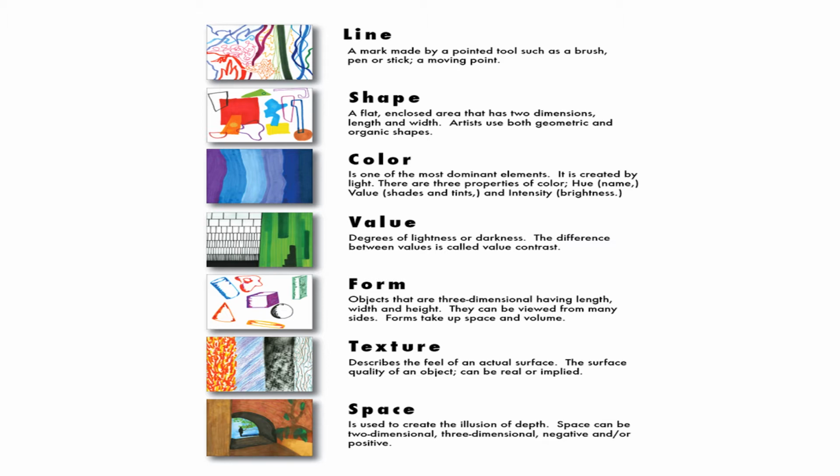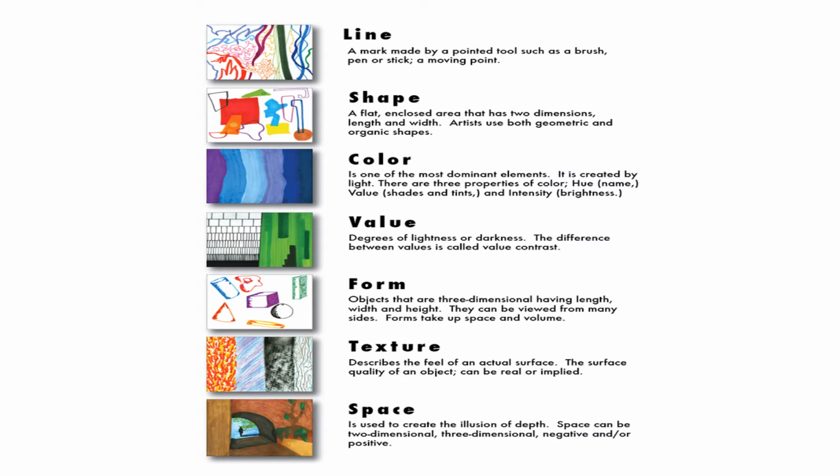So a line is made when you take a dot and you drag it along. For example, if you put your pen down on a piece of paper and you drag your pen along, that is creating a line. There are many different types of lines we can create, but basically it's just moving a dot around on a piece of paper or on a canvas.